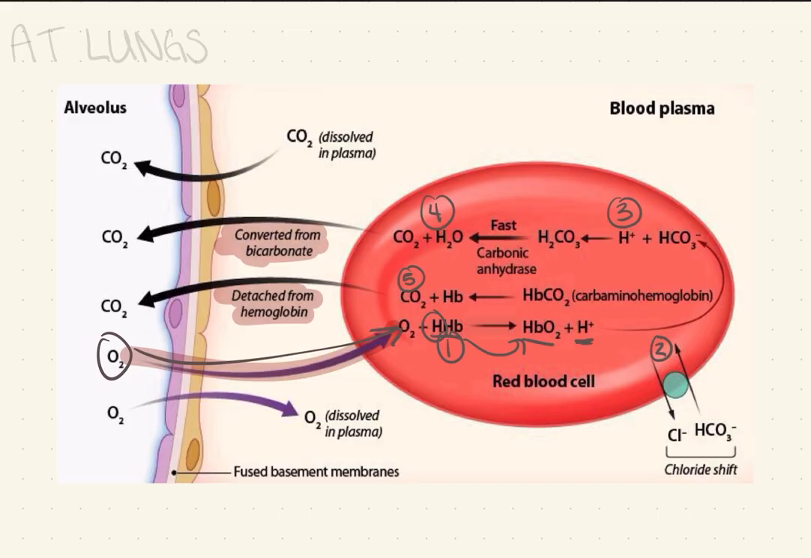Step 2 is HCO3, which is bicarbonate. Bicarbonate is going to be brought into the red blood cell, and a chloride from the red blood cell is going to be kicked out. And just notice how these two are both negatively charged because you want to keep the red blood cell the same charge when you're shifting these.